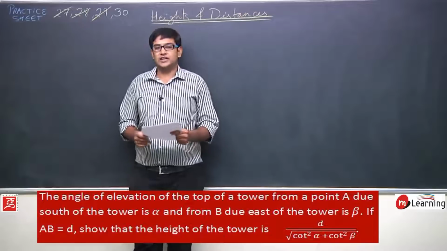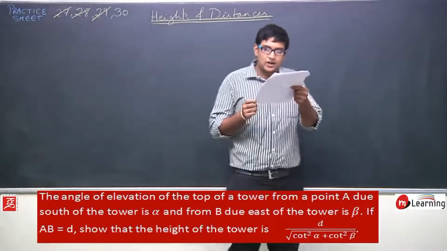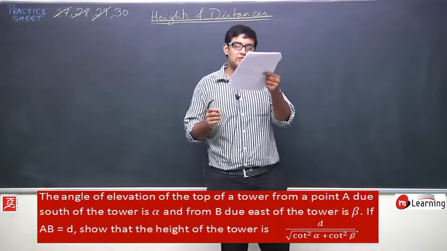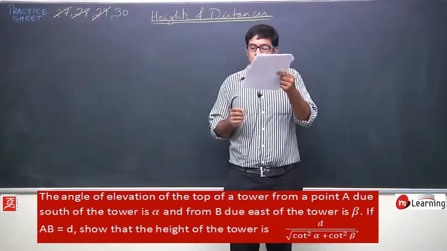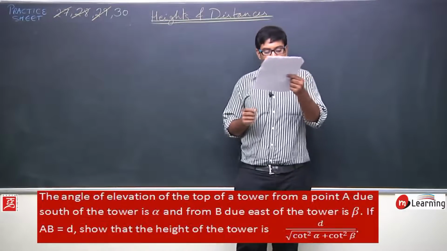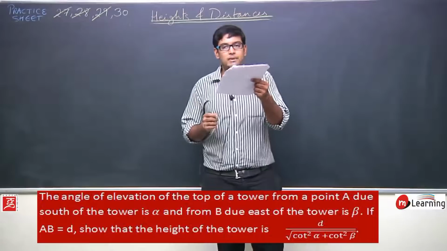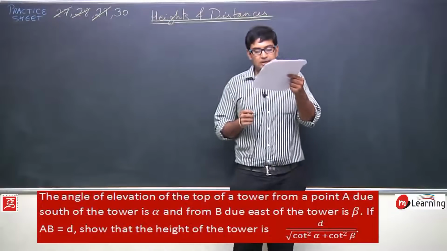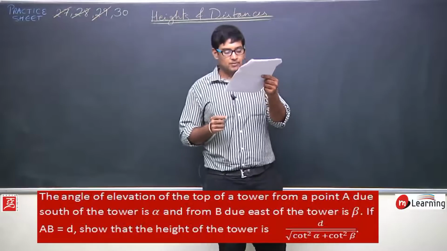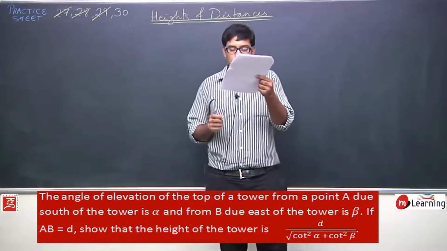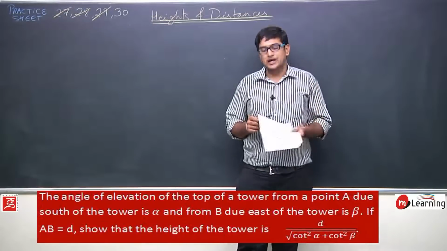Okay, let us solve the 30th question from the practice sheet. The question says the angle of elevation of the top of a tower from a point A due south of the tower is alpha, and from a point B due east of the tower is beta. If AB is equal to D, show that the height of the tower is D divided by square root of cot square alpha plus cot square beta.